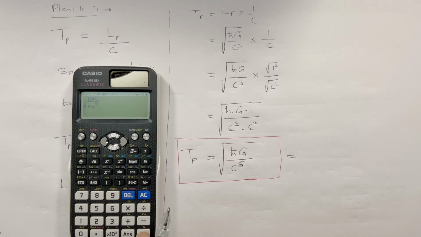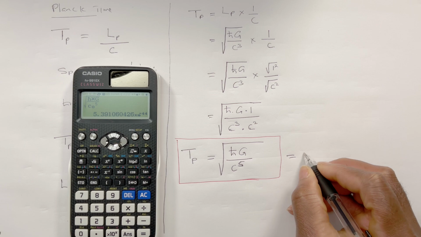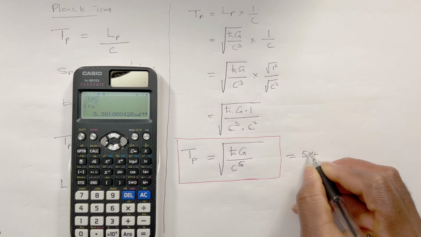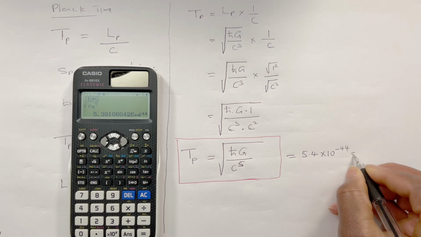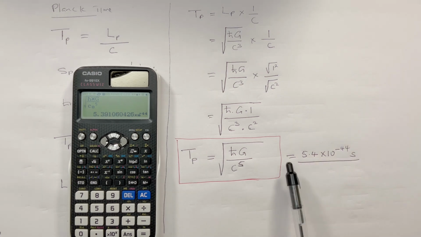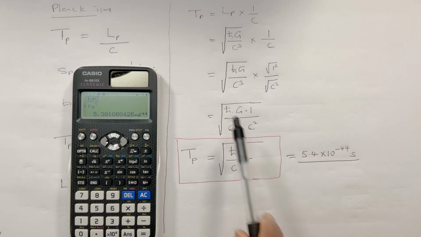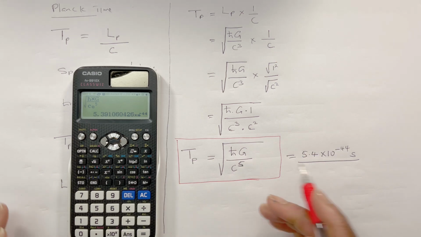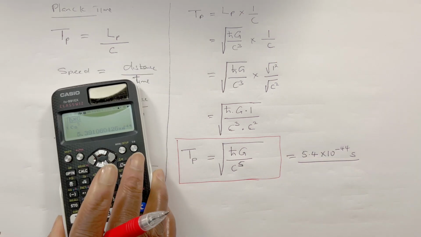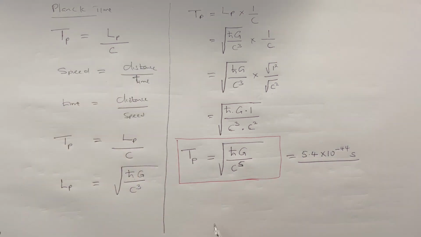and press equals. So the Planck time is 5.4039 times 10 to the power minus 44 seconds. This is the time it takes for light to travel the Planck length. And so this will all happen in the black hole when that's just happened, when the black hole will be formed. We know what Planck mass is, we know what Planck time is, and we know what Planck length is.